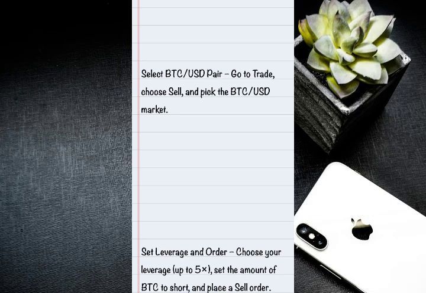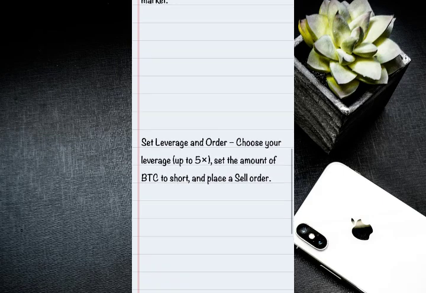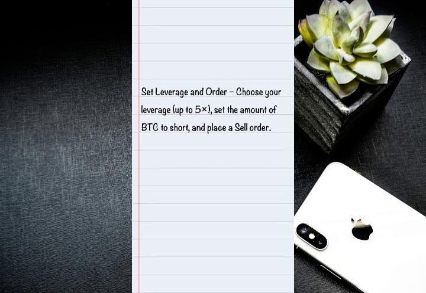To get started with that, go to trade, choose sales and pick any trading market pair of your choice, or pick any one. Then from there, set the leverage and order.